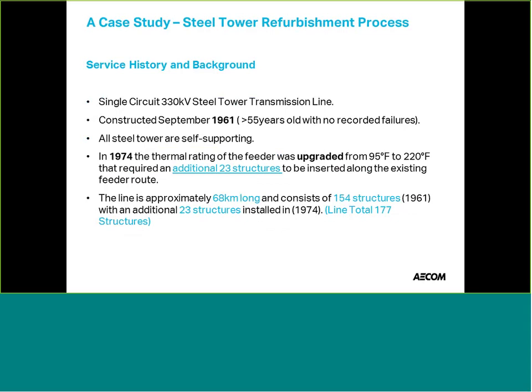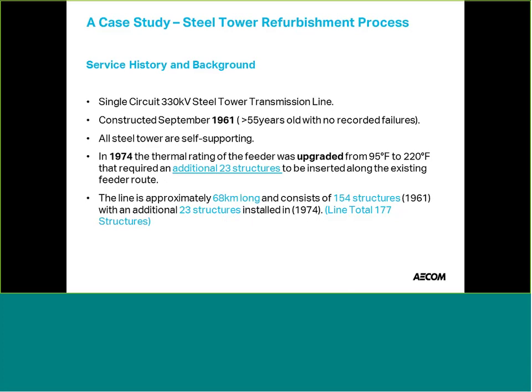There's no recorded failures. In 1974, as happens with a lot of our older lines when they were first built in the 1960s, they had to be upgraded to increase capacity to meet the needs of the growing population, if you like. Additional 23 structures were installed in 1974 to increase its operating temperature from 95 degrees Fahrenheit to 220 degrees Fahrenheit. Obviously a large increase in capacity.